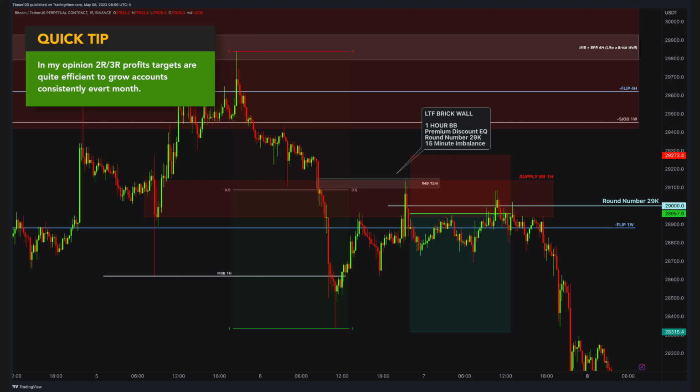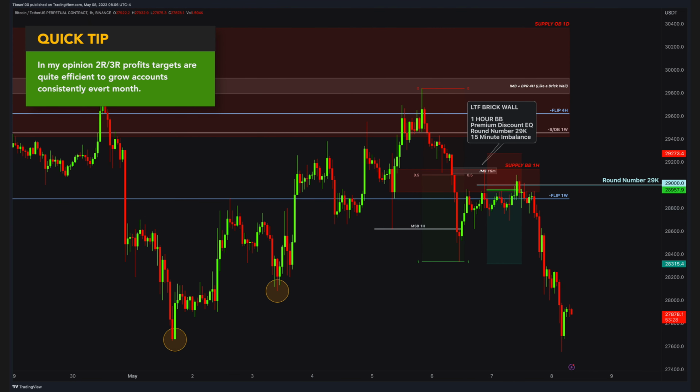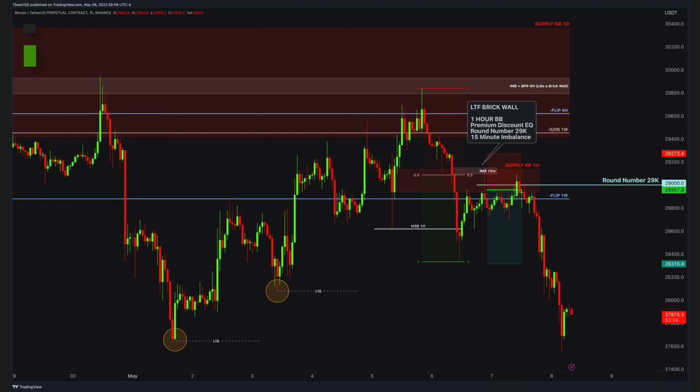For targets, 2R is more than enough. However, you could have used larger targets such as significant lows and liquidity points. As you know, risk management and profit taking are your business. I have no say on that matter. In my opinion, 2R or 3R profits are more than enough to grow your account.